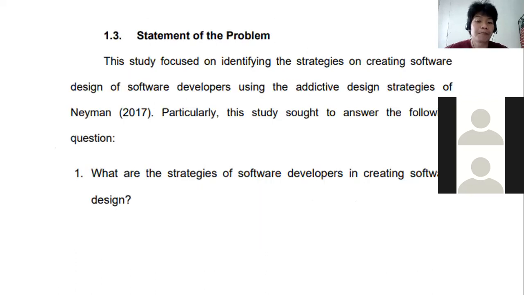Right? For example, in this qualitative study, this study focused on identifying the strategies in creating software design of software developers using the addictive design strategies of Neiman 2017. Particularly, this study sought to answer the following question: what are the strategies of software developers in creating software design? So this is the very problem that you're going to answer in your summary of findings. So you can also see the answer to this statement of the problem in your results and discussion.